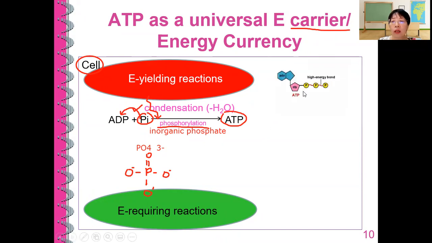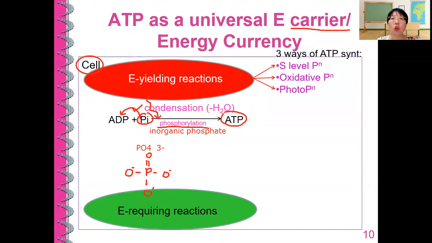So this is shown here in the animation. Now I've got a phosphate, inorganic phosphate, and the ADP. So when the energy yielding reactions release the energy, the energy can be harnessed to join this phosphate to the ADP to form ATP. So this high energy bond will be formed by condensation.